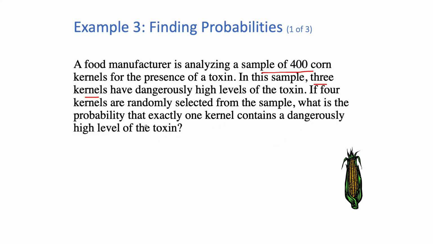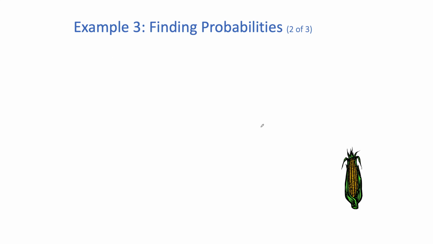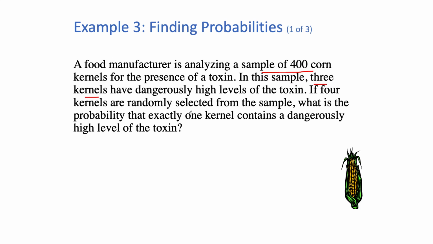So if 4 kernels are randomly selected from the sample, what is the probability that exactly 1 kernel contains a dangerously high level of the toxin? Okay. So if I think about this, I'm going to choose 4 kernels, right? So I'm going to end up with choosing 4 kernels, because 4 kernels are randomly selected. So r here is 4.